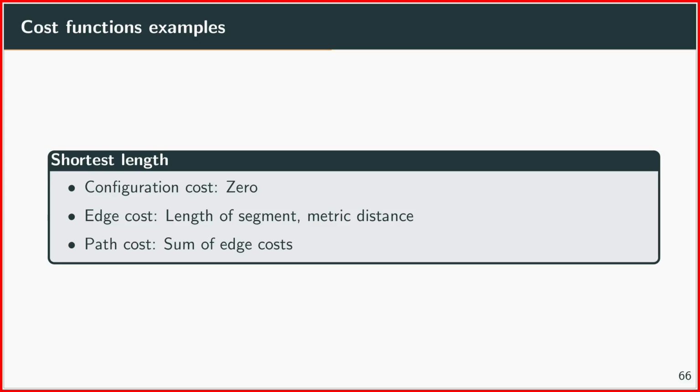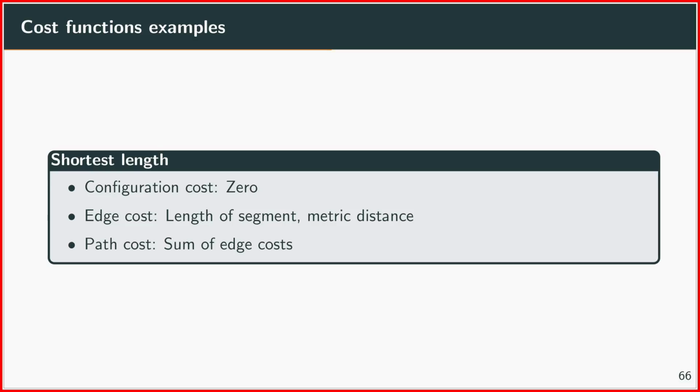So there are 3 parts which you have to define for every cost function. So let me show you some examples. For example, if you want to have the shortest length of something, you might not have a cost associated to a configuration. That would maybe be 0, but you of course would have a cost associated to edges, where you would take the length of a segment, or you use the metric distance. And the path cost could be defined as the sum of edge costs. So I would say this is a very standard way of how you could define a cost. You just want to have the shortest path in your configuration space.